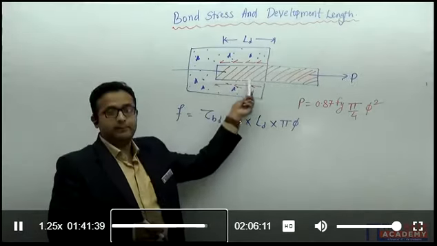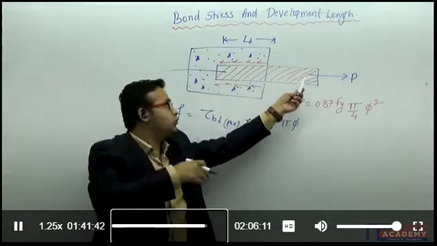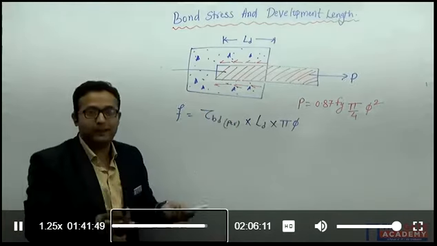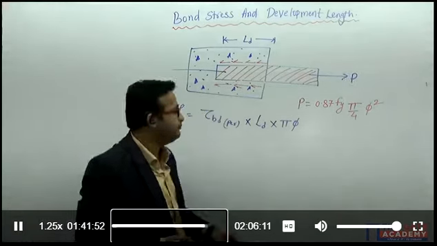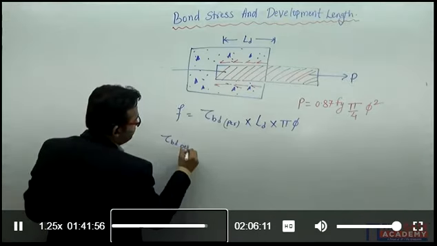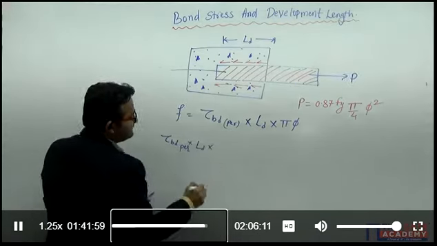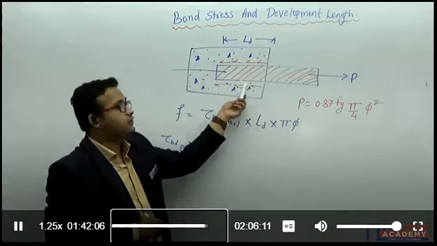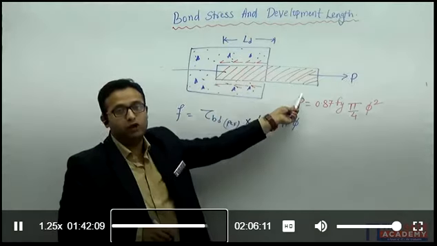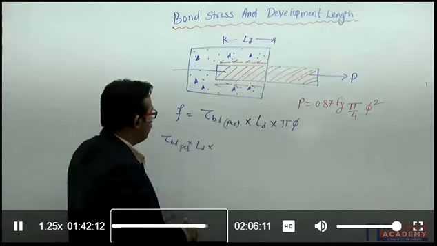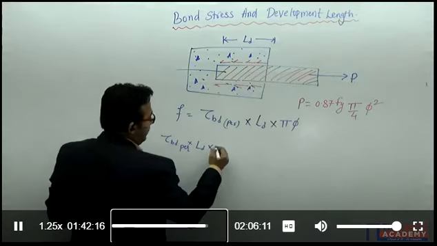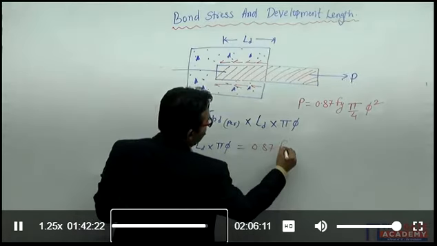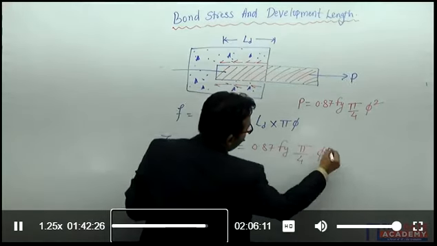If I want to make it safe, this force through which I am pulling this steel and the strength of concrete which applies the force in the opposite direction should be equal. So let's put F equal to P. So tau BD permissible into development length. This LD is called development length. This is the minimum length required here so that nobody can pull this reinforcement out from the concrete. So tau BD permissible into LD into pi phi put equal to 0.87 Fy pi by 4 phi square.